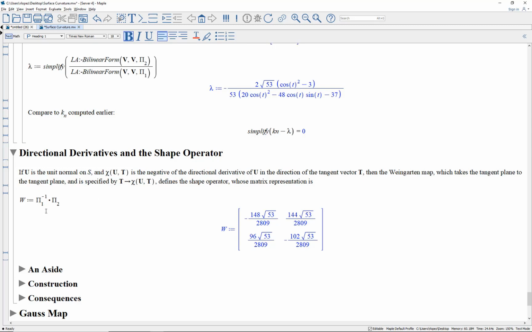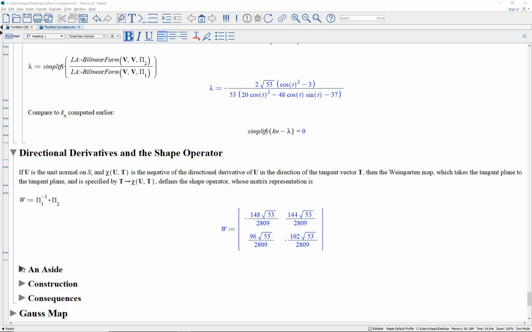And W can be given in terms of the product of these fundamental forms. So the first form you take the inverse, the second form you don't. It gives you this matrix, and this is what it looks like for the example we've been working on.